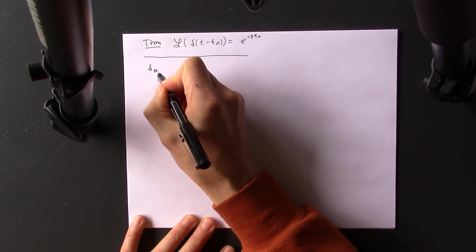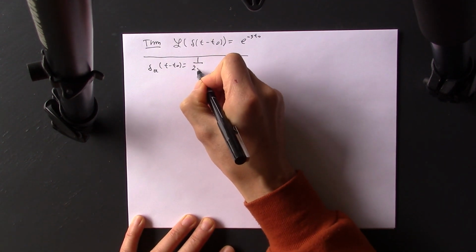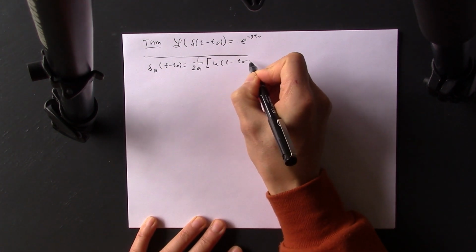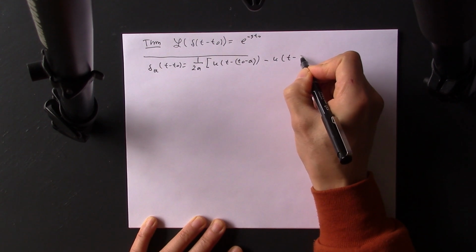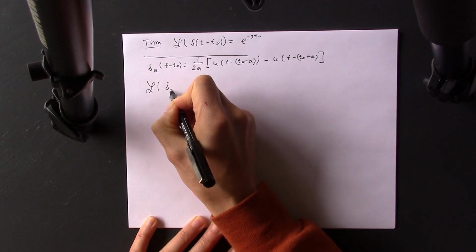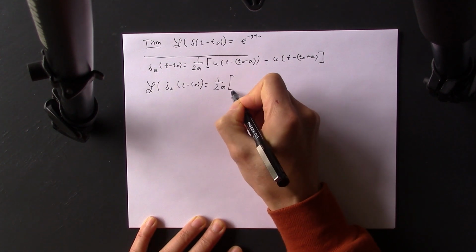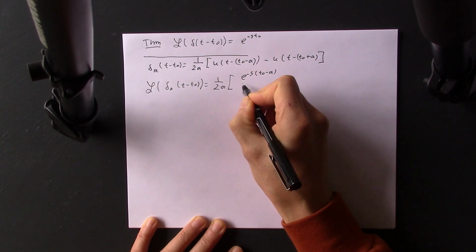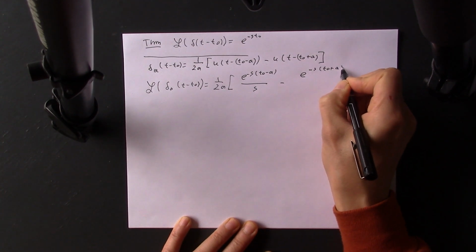Firstly, we find an approximation to the delta function at t minus t null. We can rewrite it using step functions, using a window function, as u of t minus (t0 minus a), the step function at the left point, minus the step function at the right point, t0 plus a. Now we take the Laplace transform of the approximation, delta a. We get 1 over 2a times the Laplace transform of the step functions, which we are familiar with: e to the negative s (t0 minus a) over s minus e to the negative s (t0 plus a) over s.